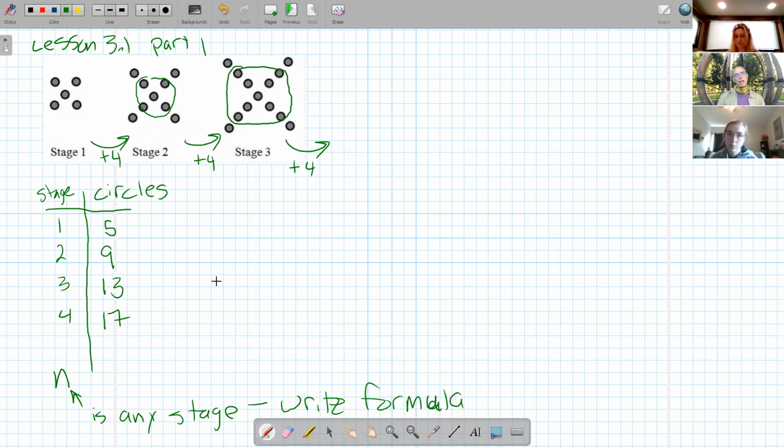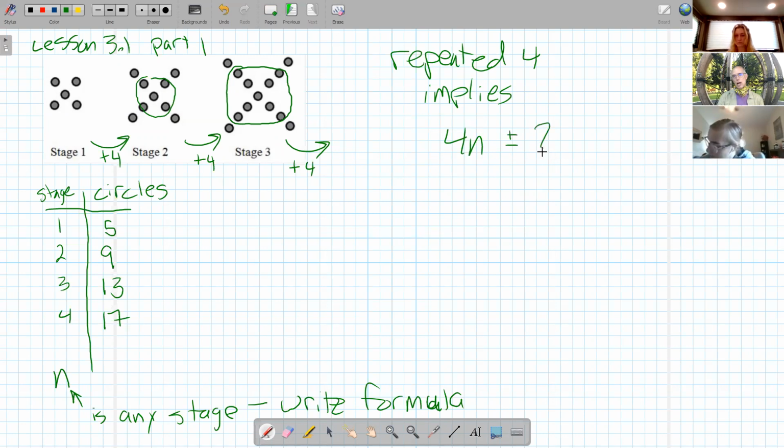Based on our experience, in the last couple of classes, I think we talked about a discovery that if you repeatedly add, that's a multiplication. So these repeated 4s, repeated 4 implies multiplication. So my formula has to be something like 4n. Now these numbers are all odd, so that means I have to add or subtract some number to adjust it. Okay, so I'm just going to check on that.